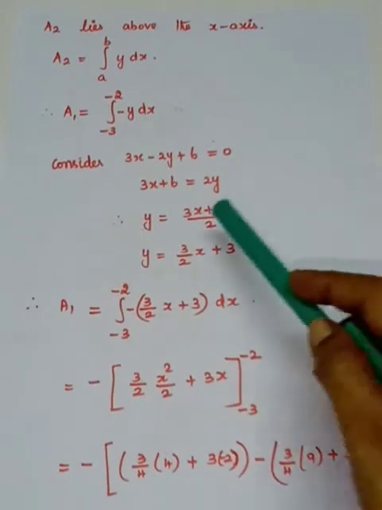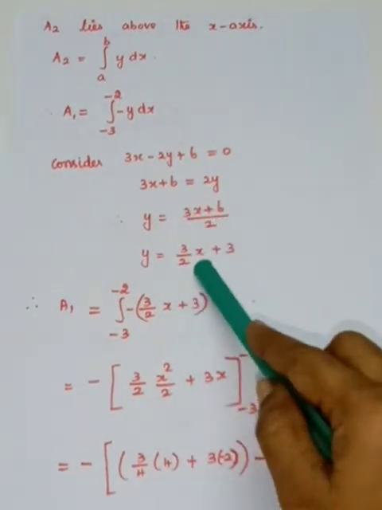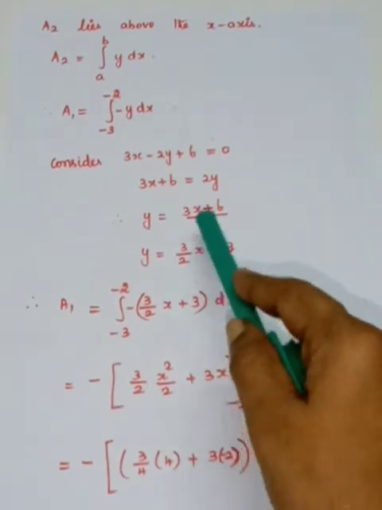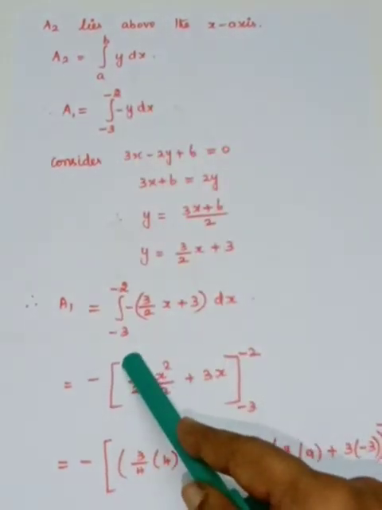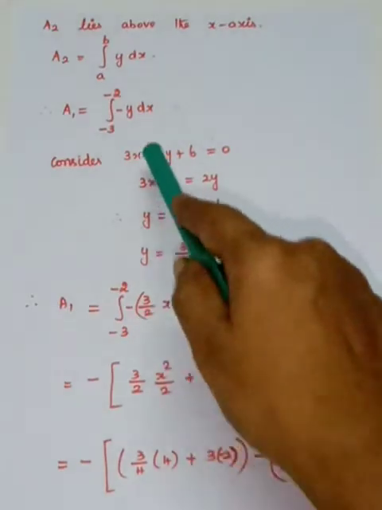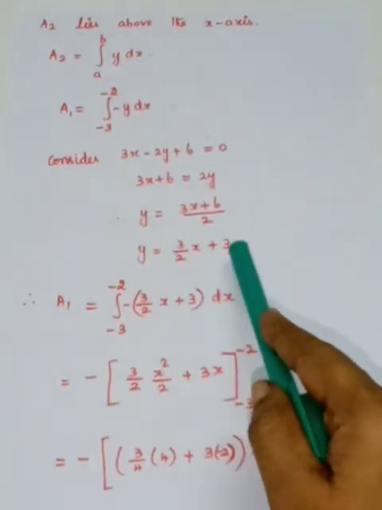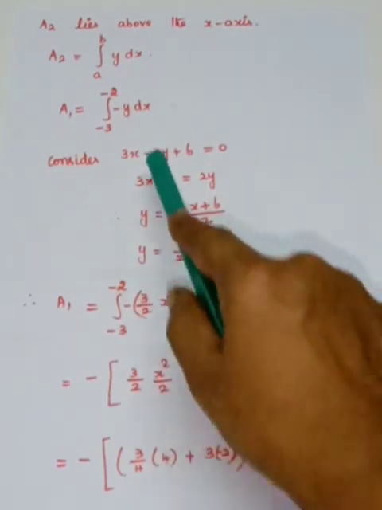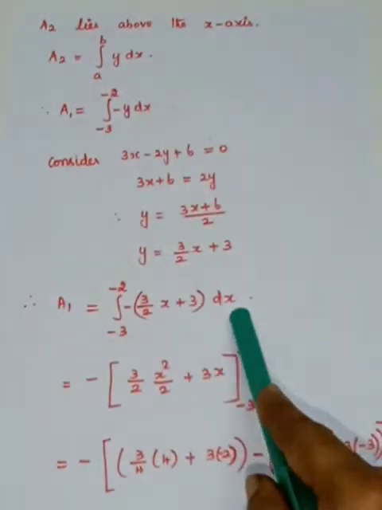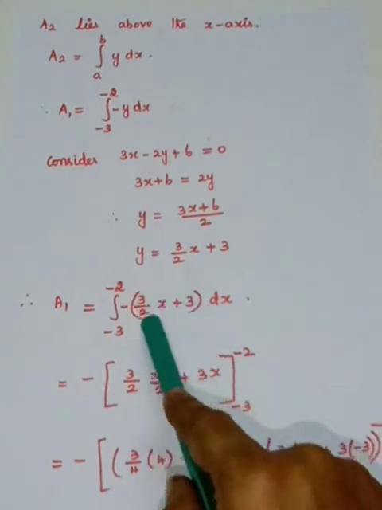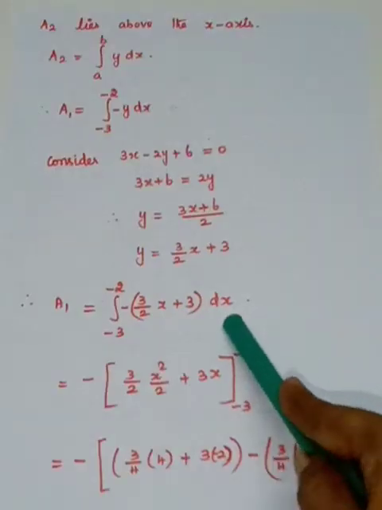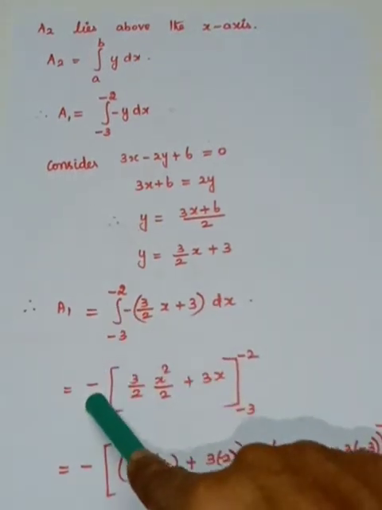Okay, so 3x by 2, that is 3 by 2 into x, plus 6 by 2, what is it? It is 3. So just substitute in A1: minus of integral from minus 3 to minus 2, this minus is common to both the terms, so minus of (3 by 2 x plus 3). So in the place of y, I have substituted this value into dx. You see your y is in terms of x, so that's why y dx. Okay, so this minus is taken out completely.